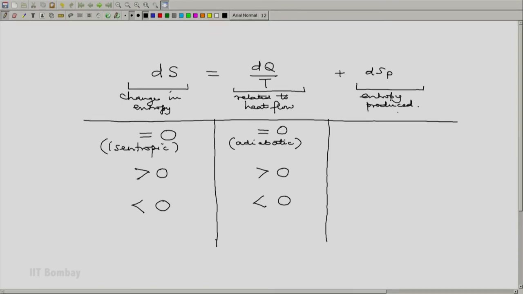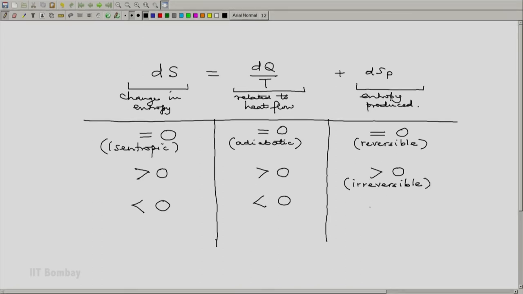Entropy produced is special. It is possible that it is 0, in which case dS is dQ by T, and that is possible only for a reversible process. So if dSP is 0, we will call that process reversible. It is possible that it is greater than 0. If it is greater than 0, dS is greater than dQ by T, it is an irreversible process.